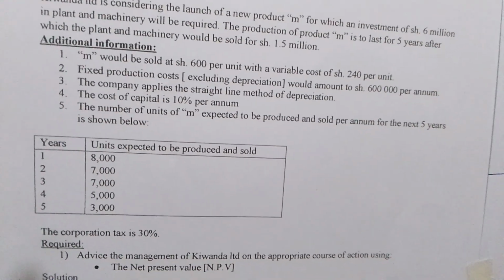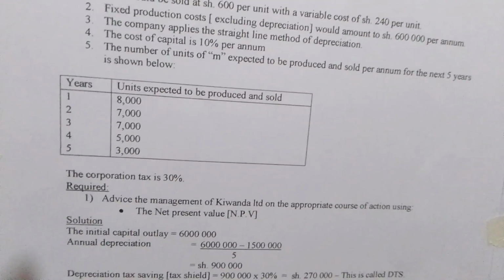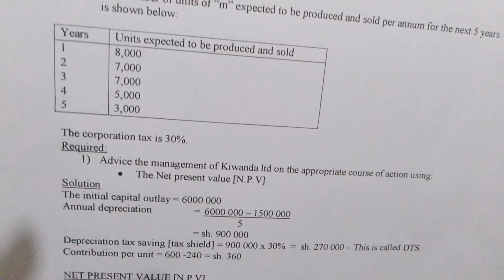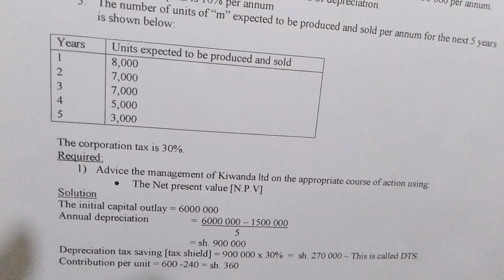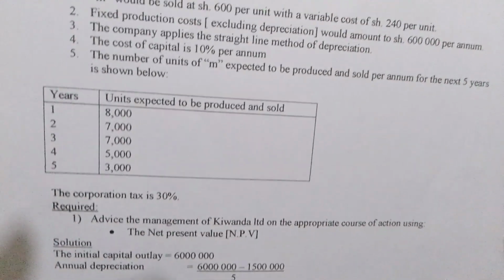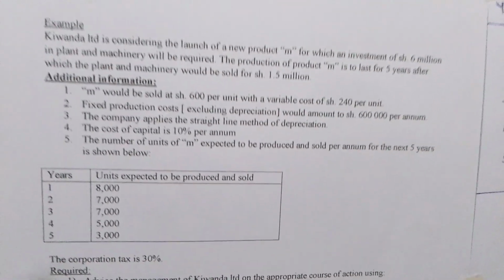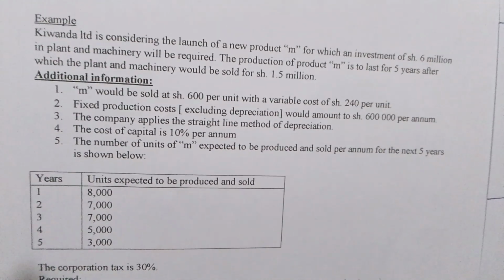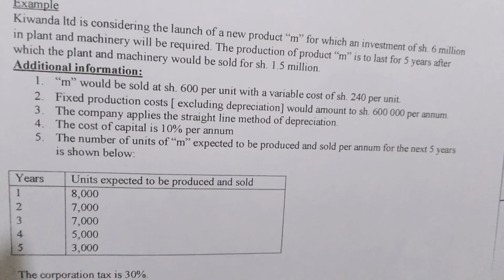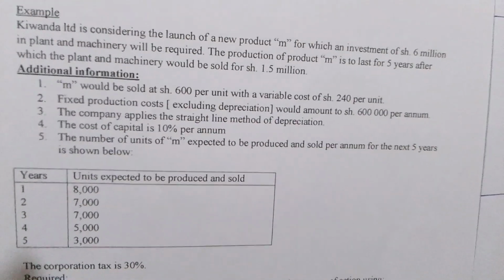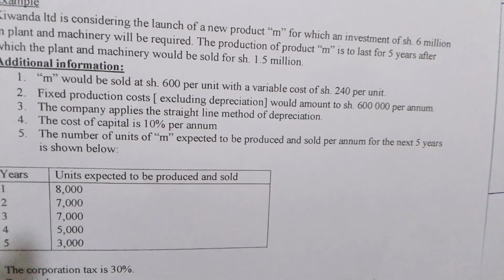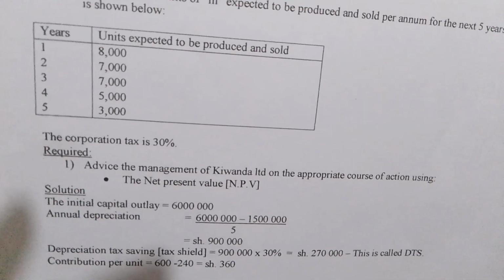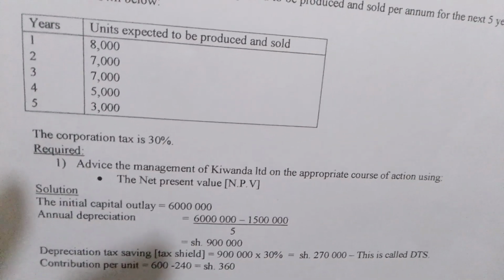Let's go straight away to the solution, and we start with the workings as shown there. The initial capital outlay is 6 million. We have been told that Kiwanda Limited is considering the launch of a new product M, for which an investment of shillings 6 million in plant and machinery will be required, and that is the initial capital outlay, 6 million.